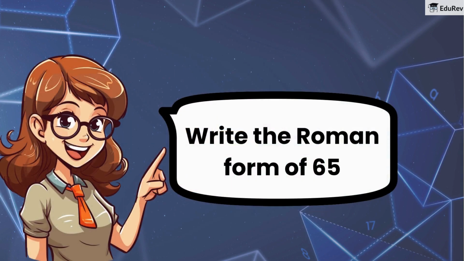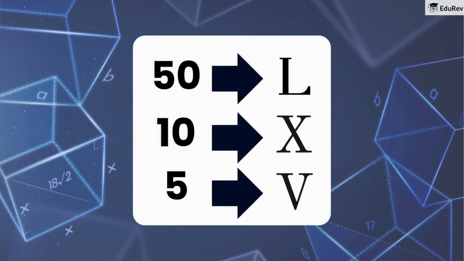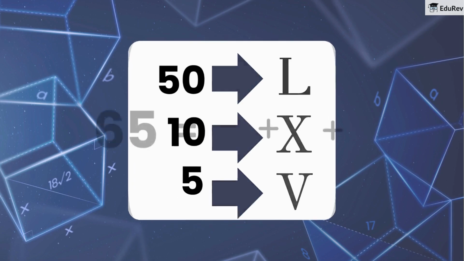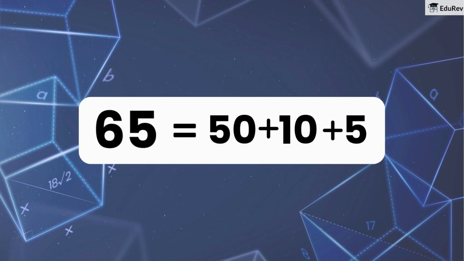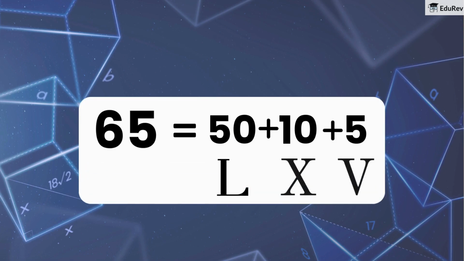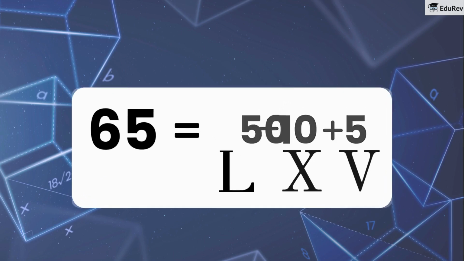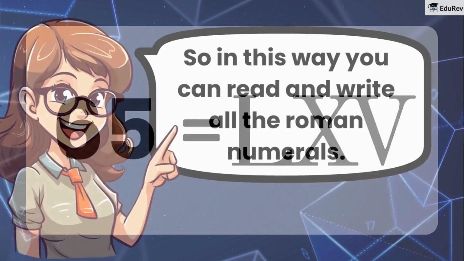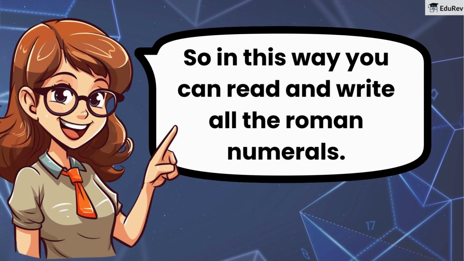Now let us try to write the Roman form of 65. Here we know that 50 is equal to L, 10 is equal to X and 5 is equal to V. So we get 65 as 50 plus 10 plus 5. Write their symbols. We get 65 equals LXV. So in this way you can read and write all the Roman numerals.